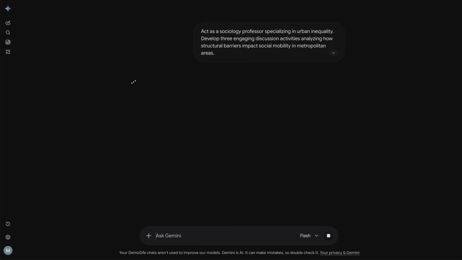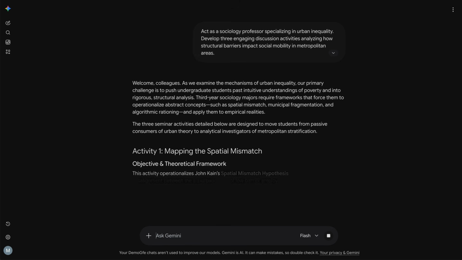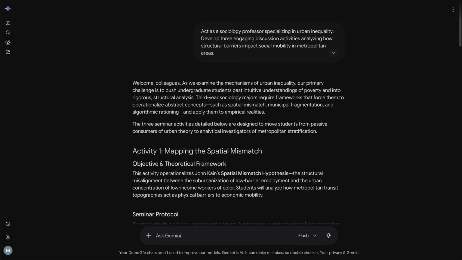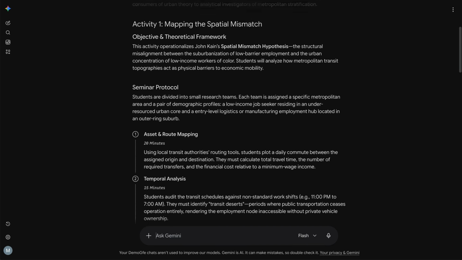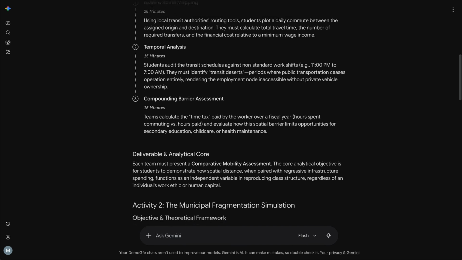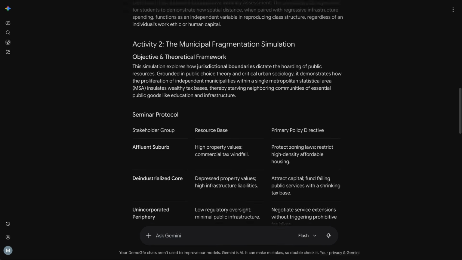By explicitly defining every element of the PARTS framework, Gemini bypasses generic summaries to output rigorous, multi-step seminar activities perfectly tailored for an advanced undergraduate syllabus.